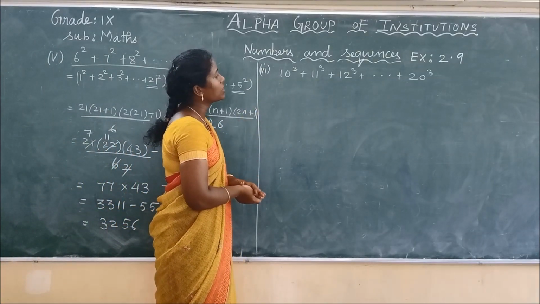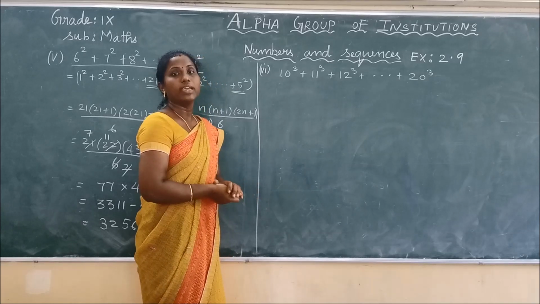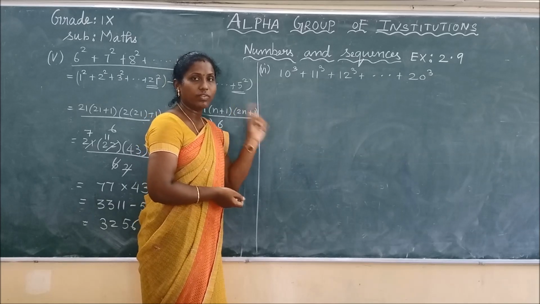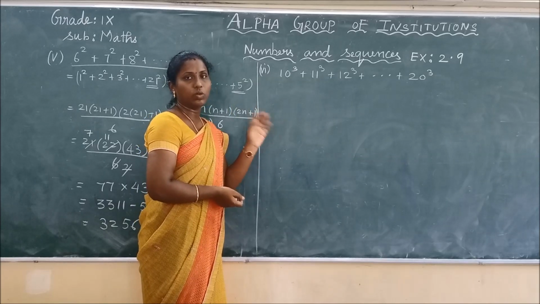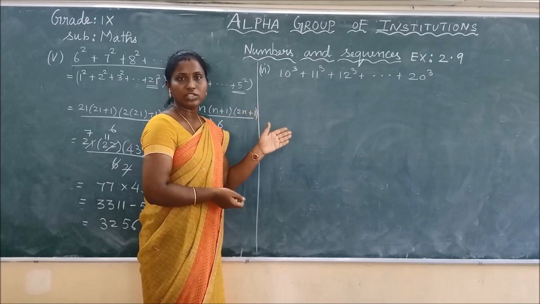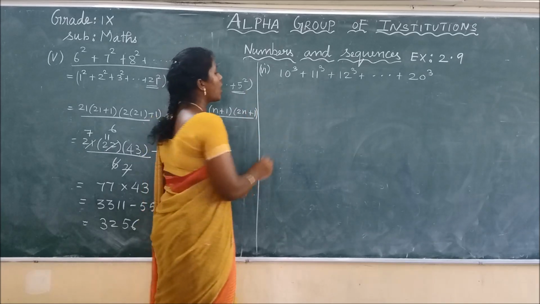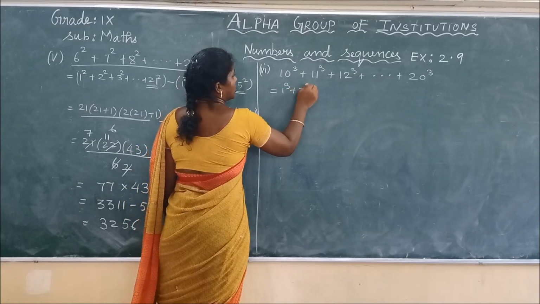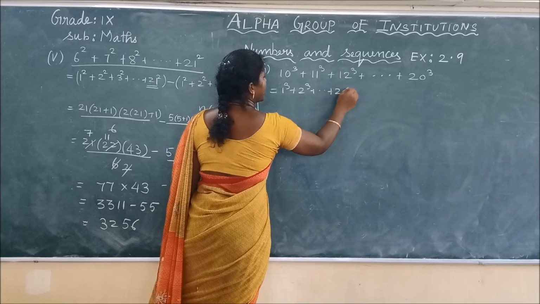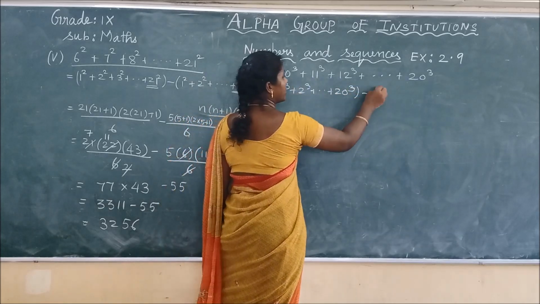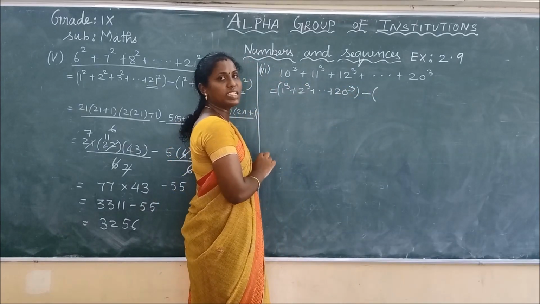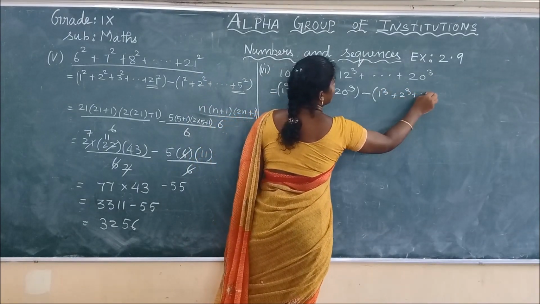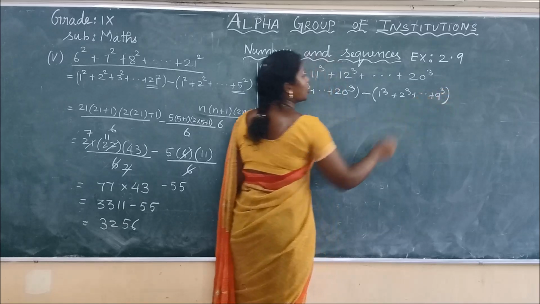Now the second question, the sixth question: 10 cube plus 11 cube plus 12 cube etc. up to 20 cube. Here we are having the cubes of natural numbers. See, in this question also we are not having the first natural number. It does not start from the first natural number, it starts from 10 only. So how will we rewrite this? 1 cube plus 2 cube plus etc. plus 20 cube, the last number, minus up to what number that is not there in the given series? 9. So 1 cube plus 2 cube plus etc. plus 9 cube.